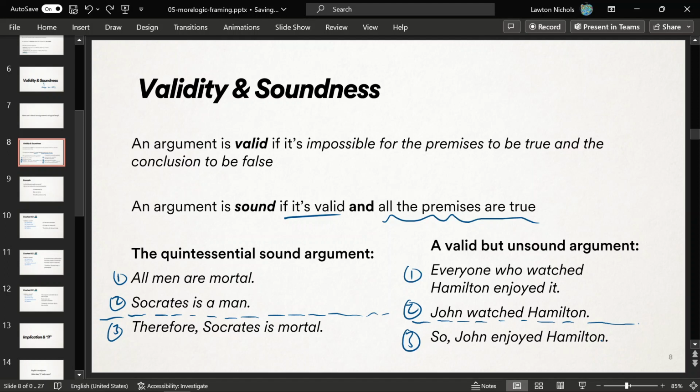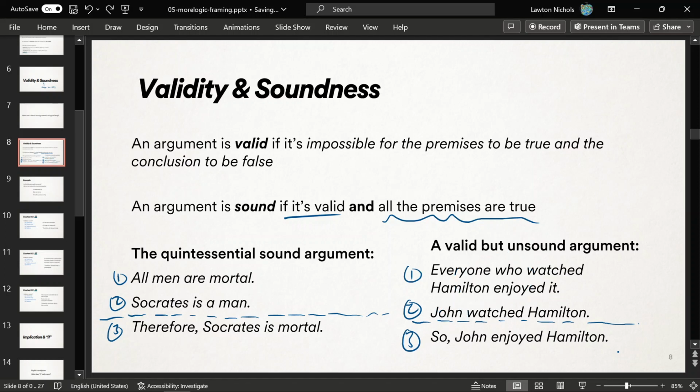Do we see that this is a valid argument? If you take both of these and assume that they are true, then yeah, totally, the conclusion follows, because everyone who watched Hamilton enjoyed it. John watched Hamilton. We can plug him into this statement about everybody, and therefore we get out the fact that he enjoyed it. Does that make sense? We're assuming those things, just take them for granted. Then yes, the conclusion follows.